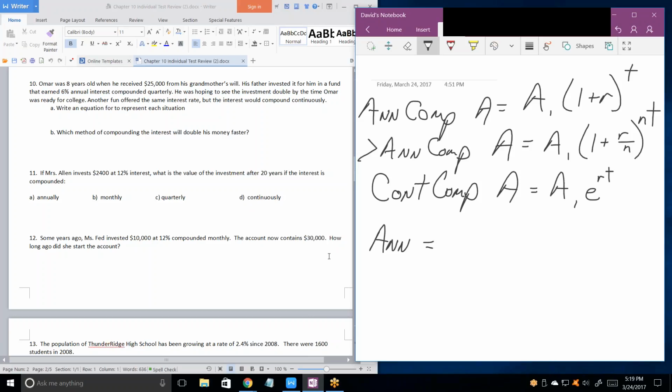Annual would be what? A equals what? 2,400, and in parentheses, 1.12 to the power of t, which in this case is 20. You have your calculator. Do you know how to take 1.12 to the power of 20? Go ahead and do it, and then multiply that by 2,400.